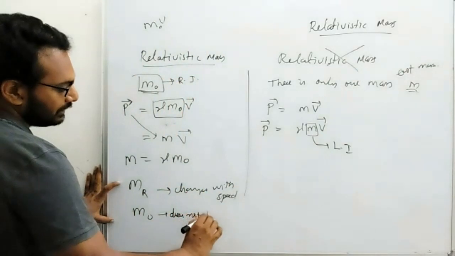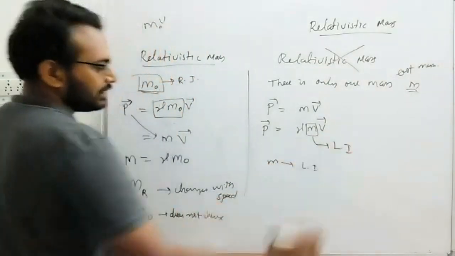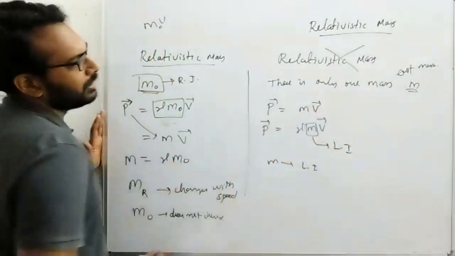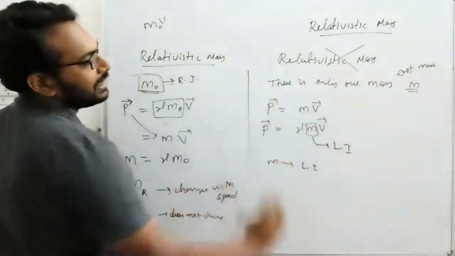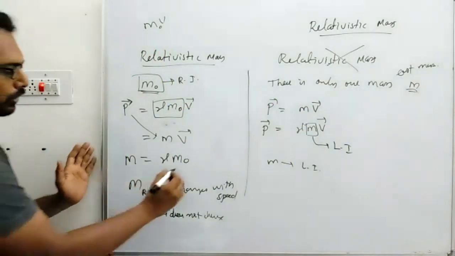Does not change. Here we have only one mass, and that's Lorentz invariant. It does not change with velocity. Now, I prefer this notation, and in most question papers, the rest mass is always taken as m, and they don't use the concept m0. But if m0 is used, you should know what to make of it.